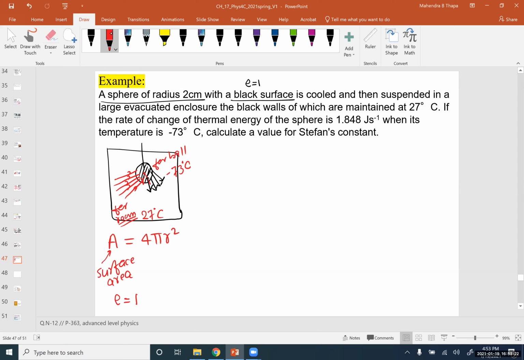So let's find the net gain or loss. They give you the rate of change of thermal energy of the sphere: net gain Q over t is 1.848 joule per second. You know that joule per second is watt, so 1.848 watt. They give you this over here. This is basically the net gain.